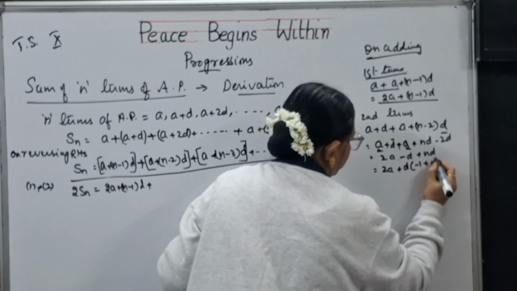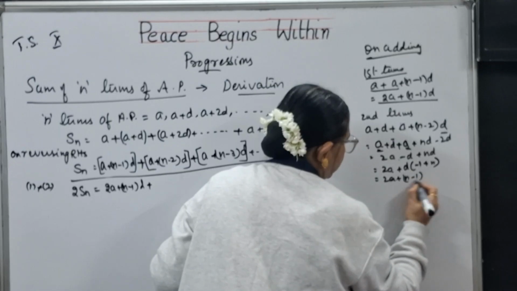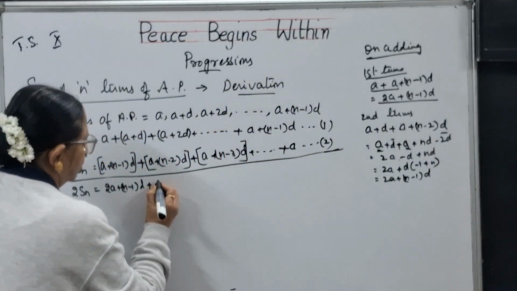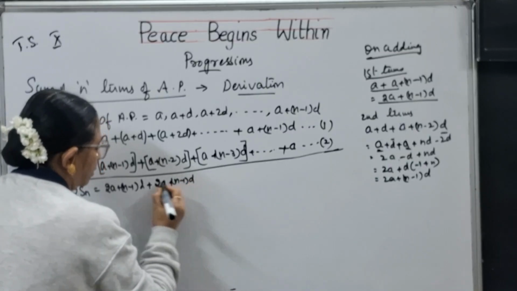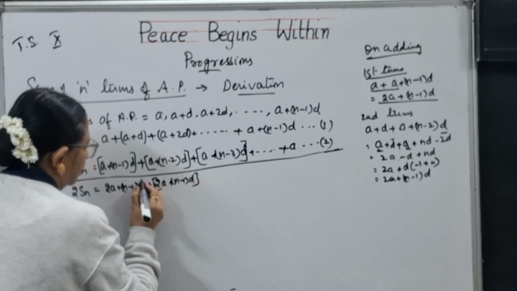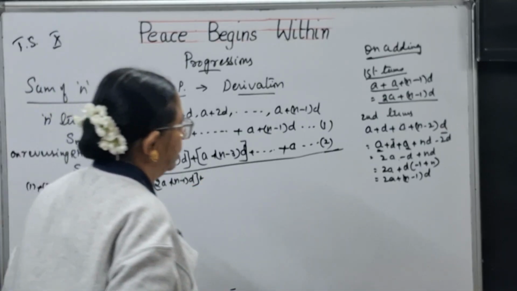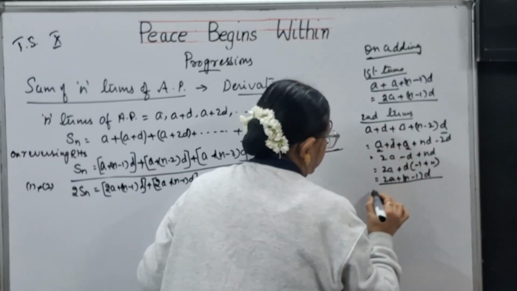That means 2a plus n minus 1 into d. So even this I am getting 2a plus n minus 1 into d. So this is the second one. This is the first term, plus third terms, when I am adding third terms.